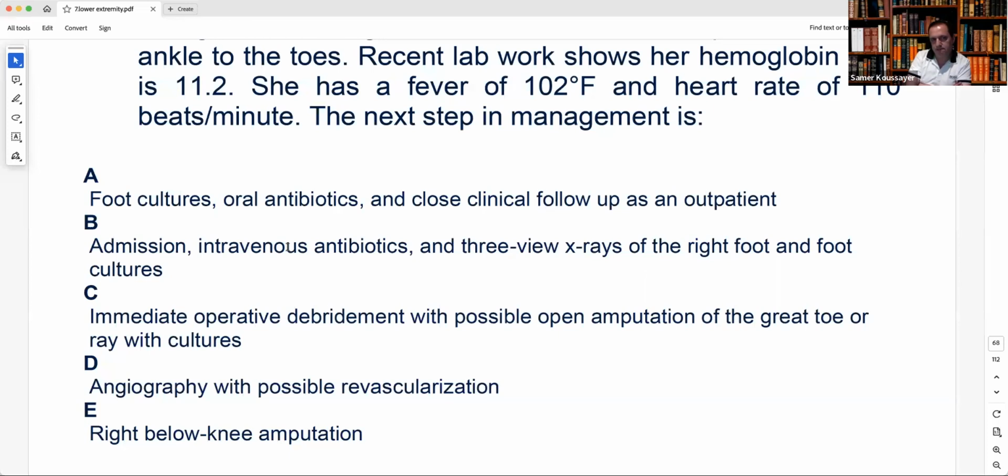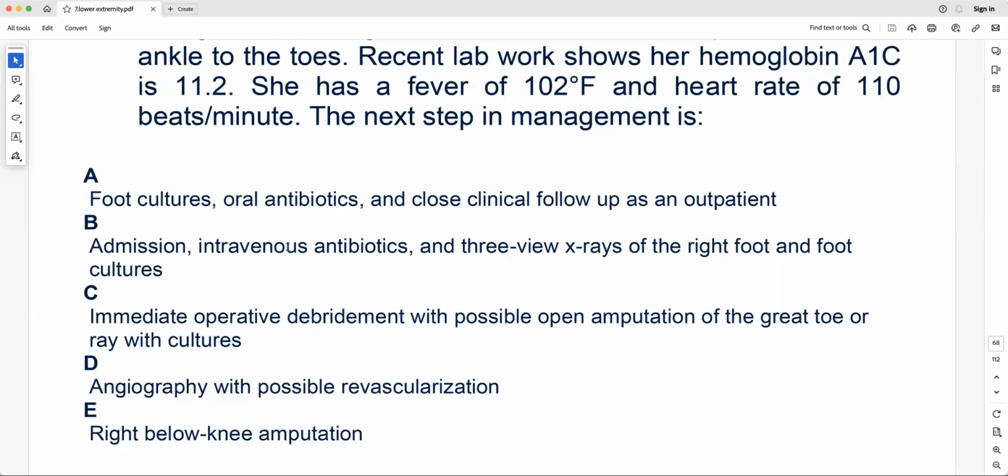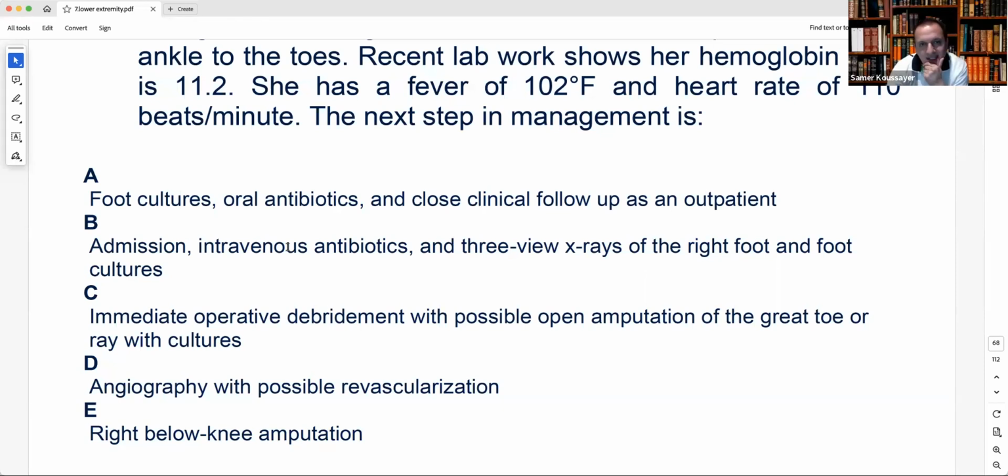All right? Any questions, or convinced or not yet? Yeah, sure. So the next step in management is to take her to the OR and do debridement. Even though B makes sense if you continue with B and C. But if you choose B, it means just give antibiotic and watch, this is wrong. But give antibiotic and then take her to the OR, it's reasonable. So again, it's tricky. But the idea from this one is that you want to be aggressive with the treatment. All right.